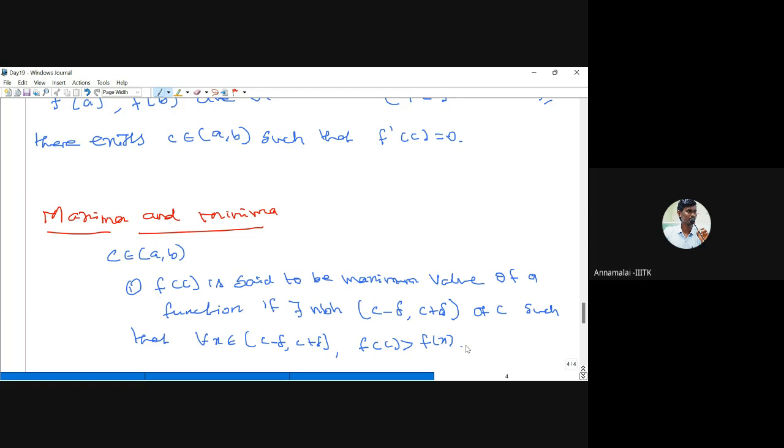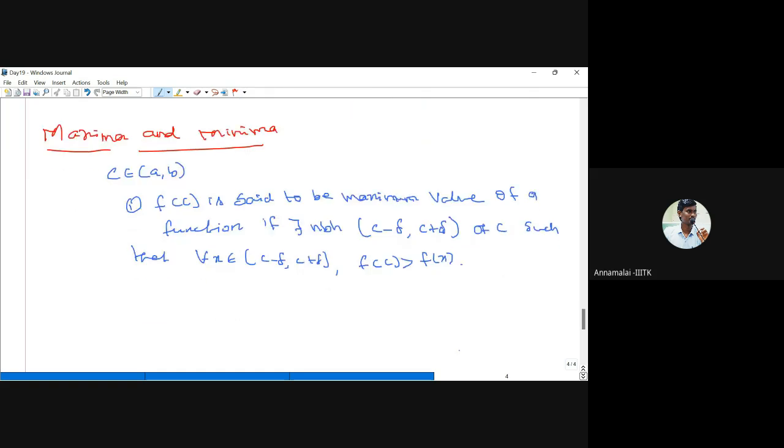Similarly we define the minimum: f of C is smaller than f of x. Again there is some neighborhood such that f of C is less than f of x for all x, then f of C is said to be the minimum value of the function. The minimum value exists at a point x equal to C.